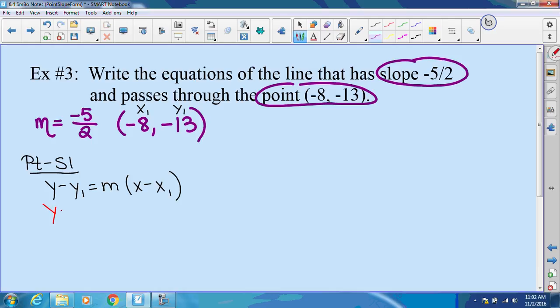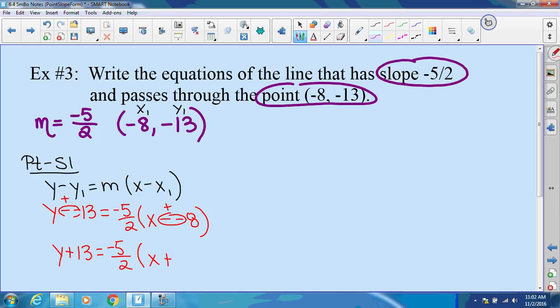So y minus my y1 is -13 equals m, which is -5/2, parentheses x minus my x1 is -8. The only change I'm going to make is to get rid of my double negative, which becomes a positive. So my final answer for point slope will be y plus 13 equals -5/2, parentheses x plus 8. So there is my point slope answer.